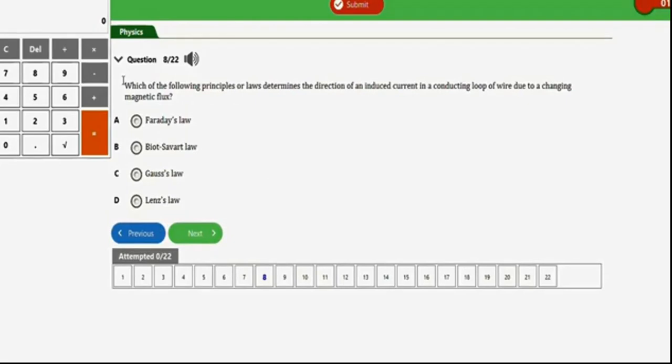It says, which of the following principles or laws gives the direction of an induced current in a conducting loop of wire due to a changing magnetic flux? We have Faraday's law, Biot-Savart's law, Gauss's law, Lenz's law. The answer is still option D, Lenz's law. Okay, the next repeated question will be this one.